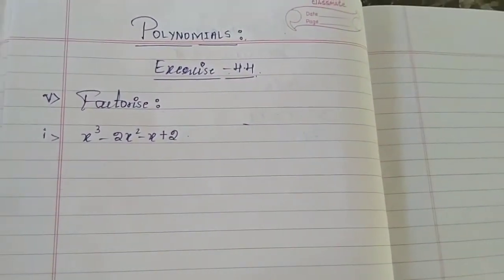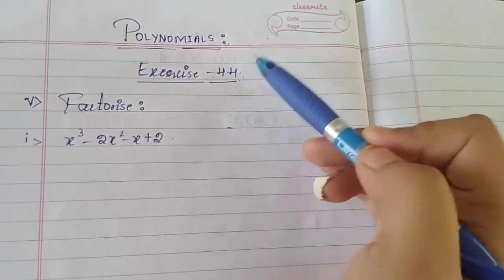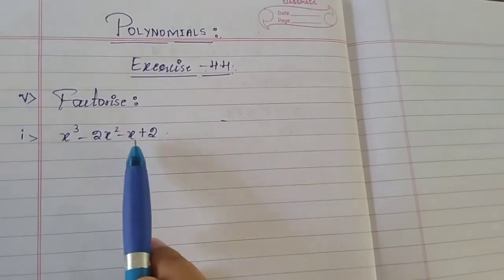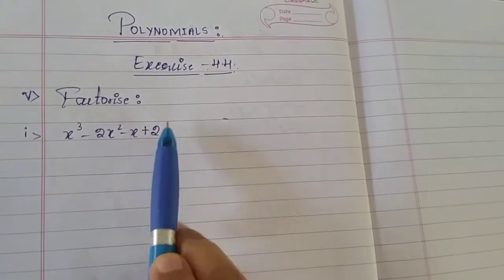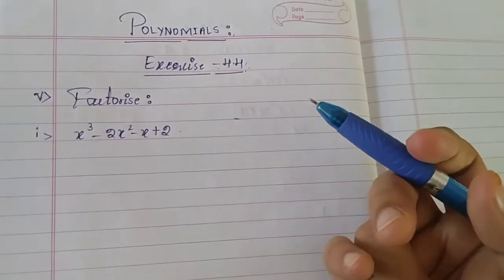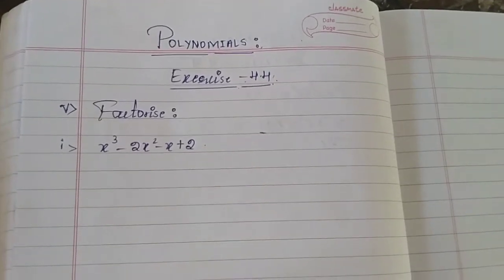In this video I am going to explain the fifth main question from exercise 4.4. The first question is x cube minus 2x square minus x plus 2. In the fourth main question you studied how to factorize a quadratic polynomial. Now in this video I am going to explain how to factorize a cubic polynomial.